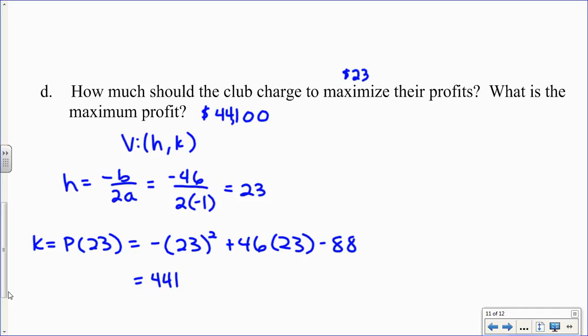Okay, so that's all of 3.1, quadratics. Tomorrow, we're going to start dividing polynomials, long division. Yay!